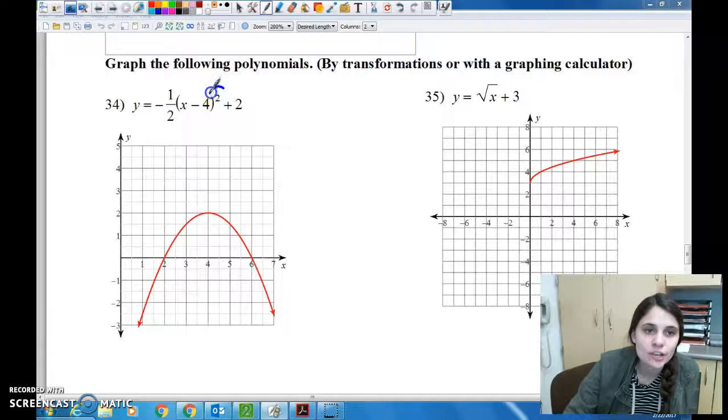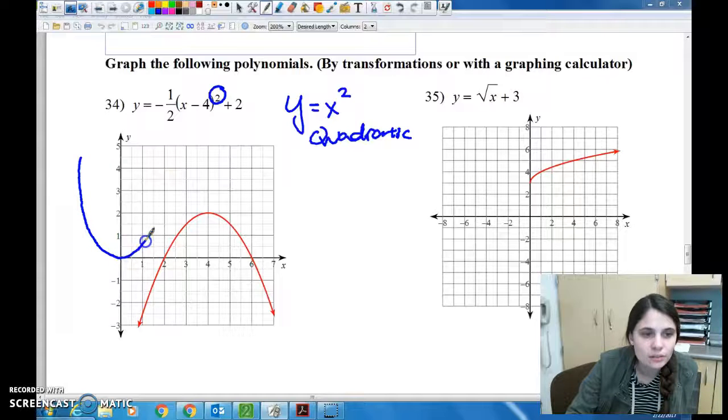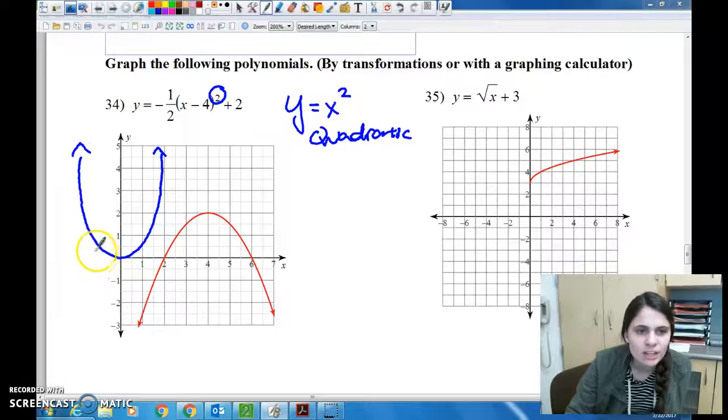Another way that you can do it is based on the parent graph. So if I look at this right here, this is a squared function. So its parent graph is y equals x squared, which is a quadratic. And the graph for that, before any of these transformations happen, looks like this. It's just right at the origin, a nice upwards facing parabola. But then I know from this -4 in parentheses that it's going to move right 4.